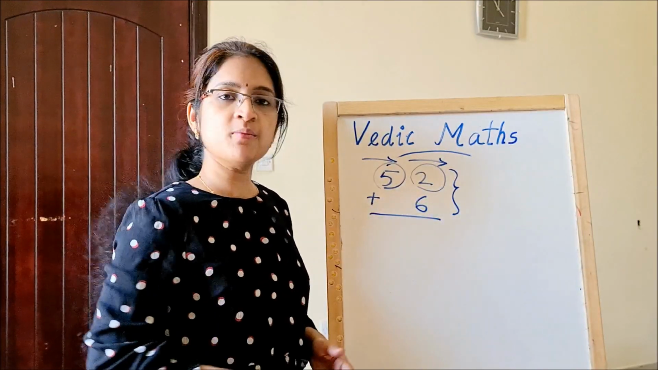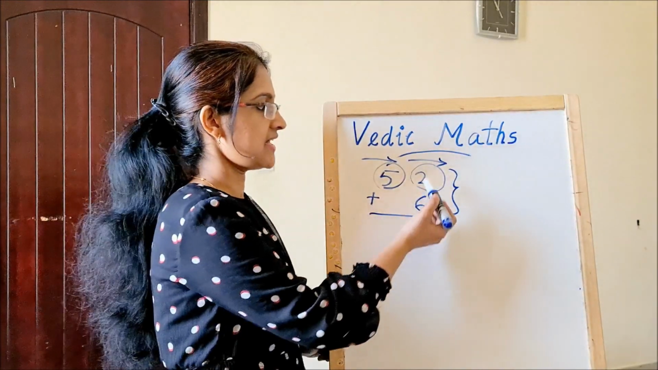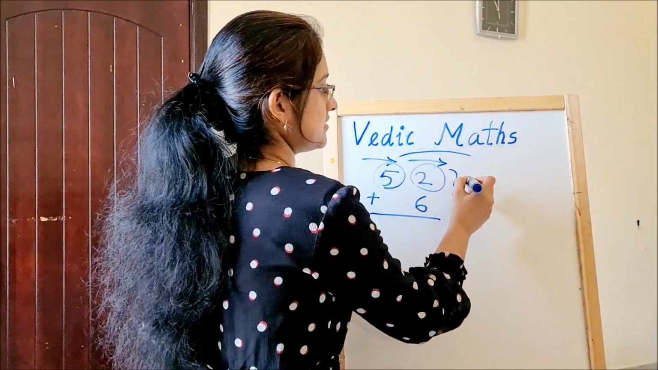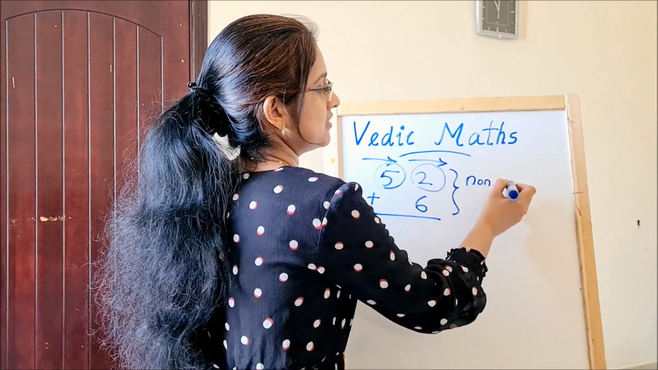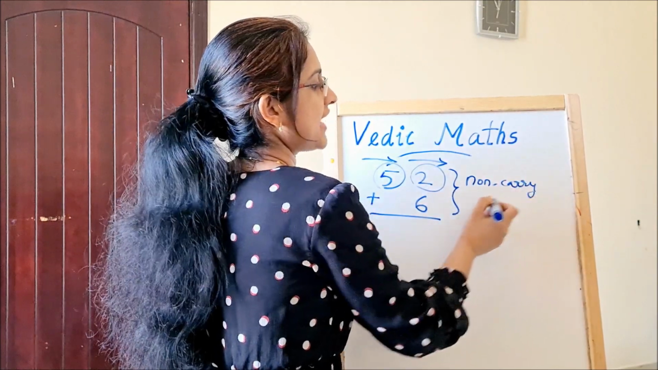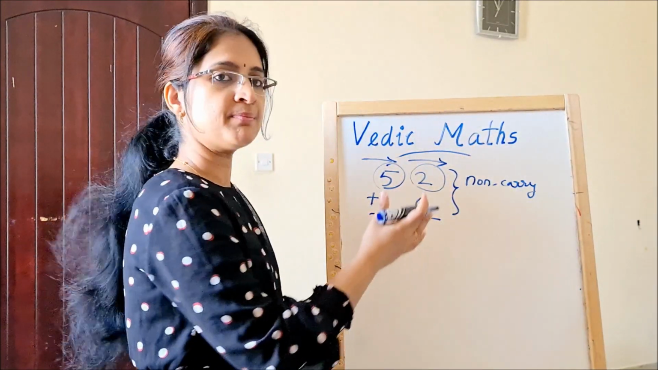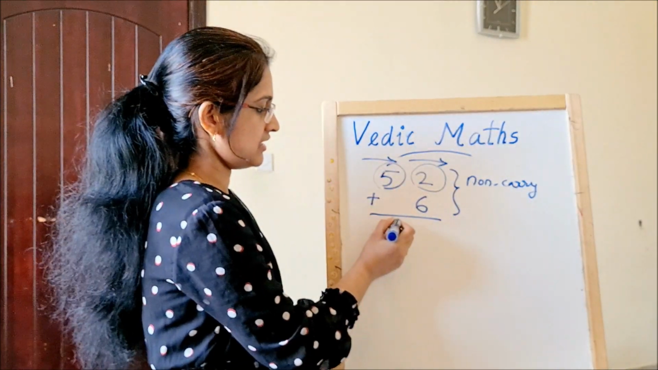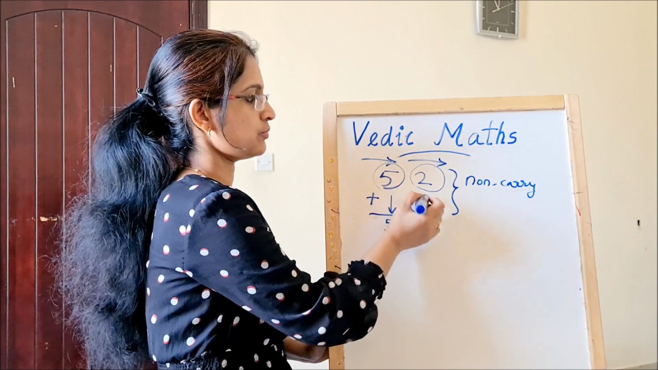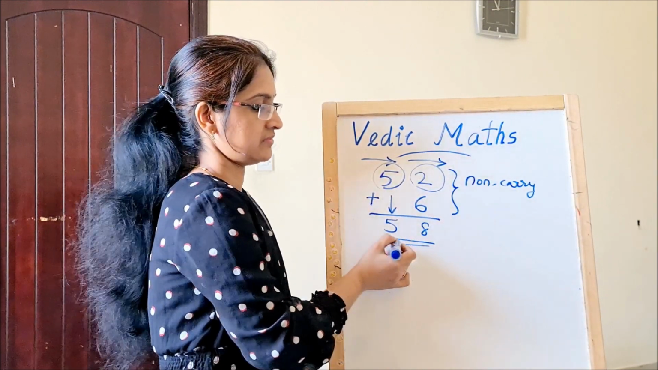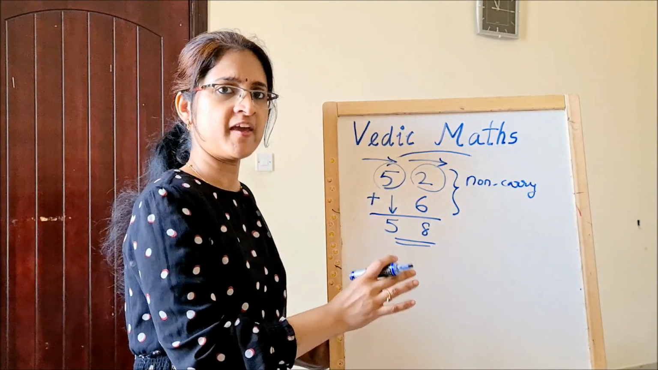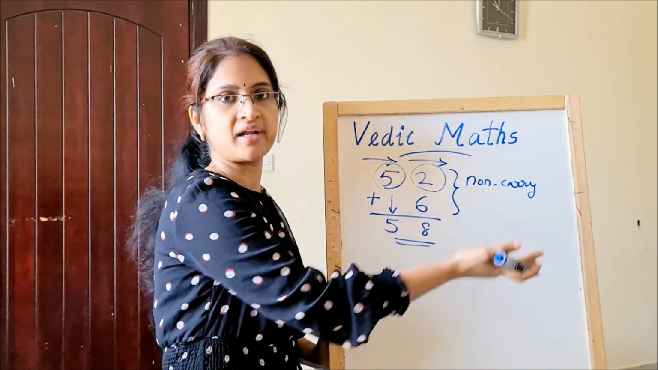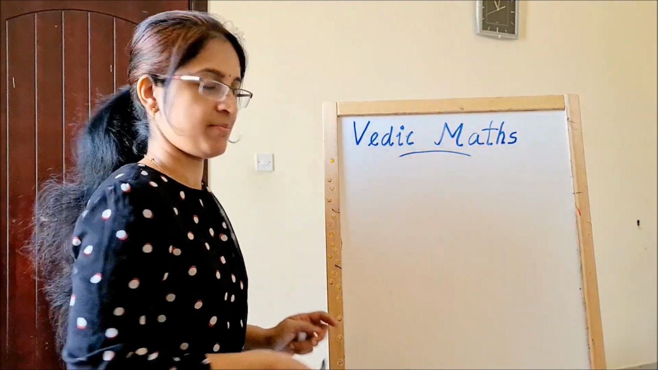So when you observe this, you will see that 2 plus 6 is a non-carry combination, correct? It's a non-carry combination. So simply you can write, it's a simple addition only. 5 will come down here and 2 plus 6 equal to 8. This is the normal method, but the only thing is you have to start from left to right.